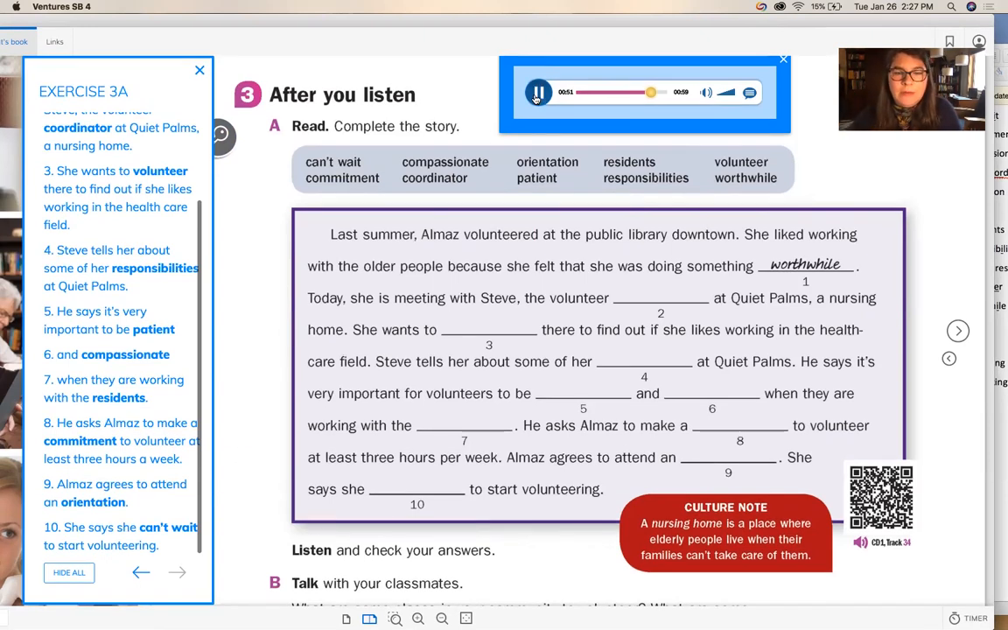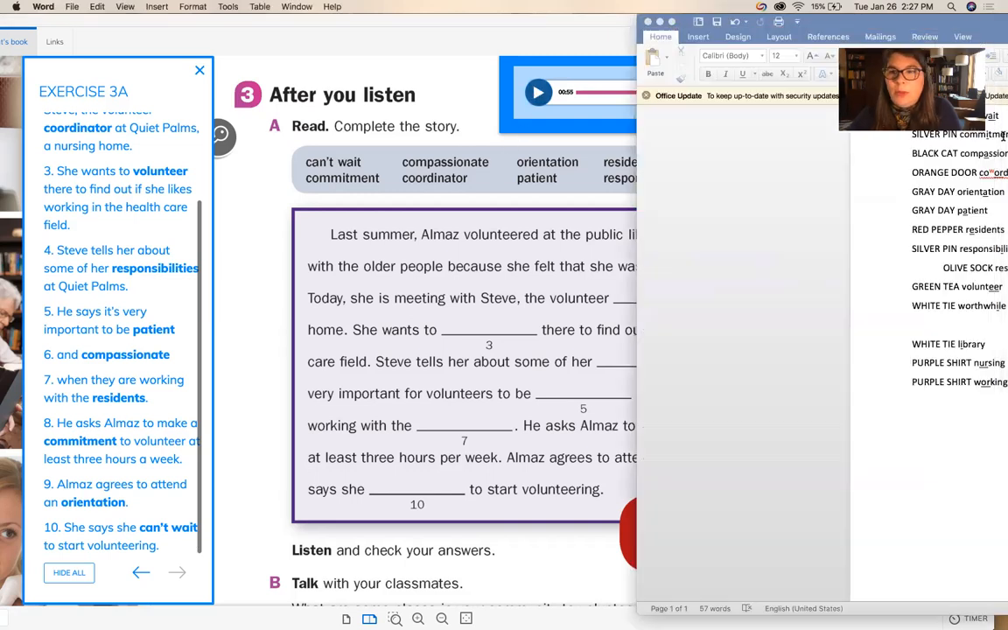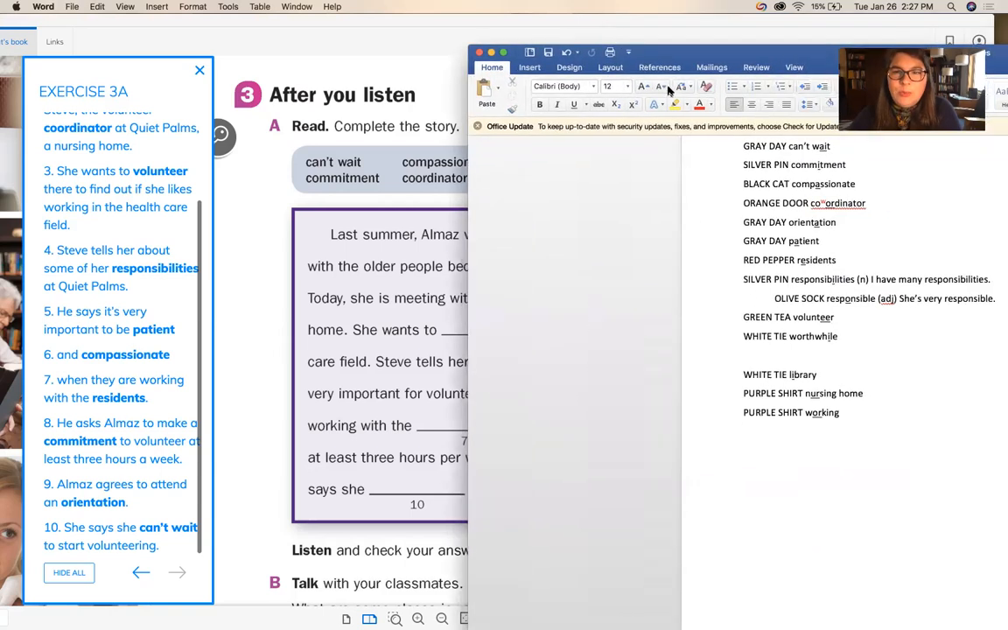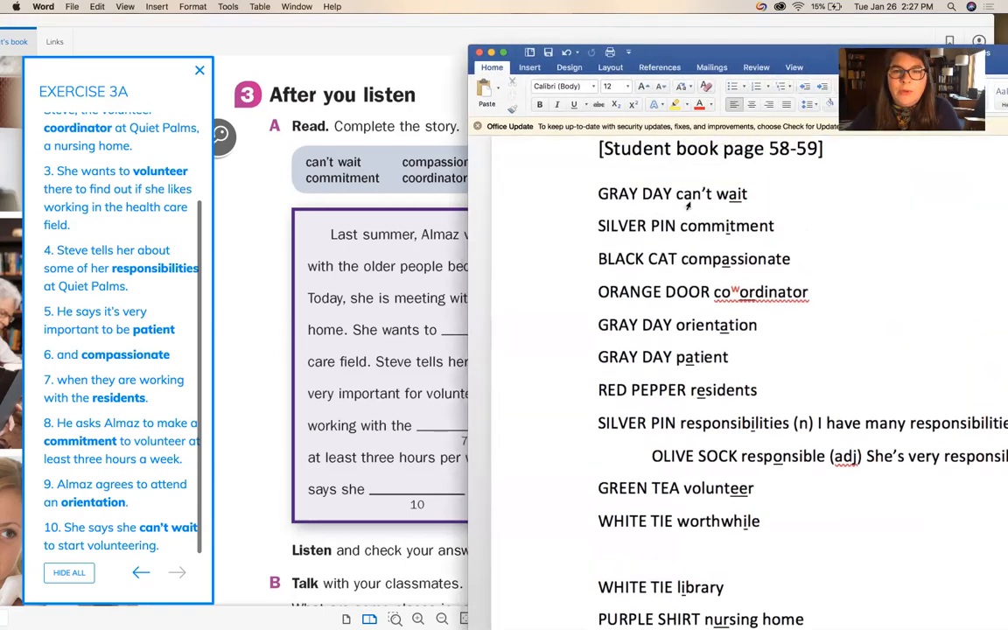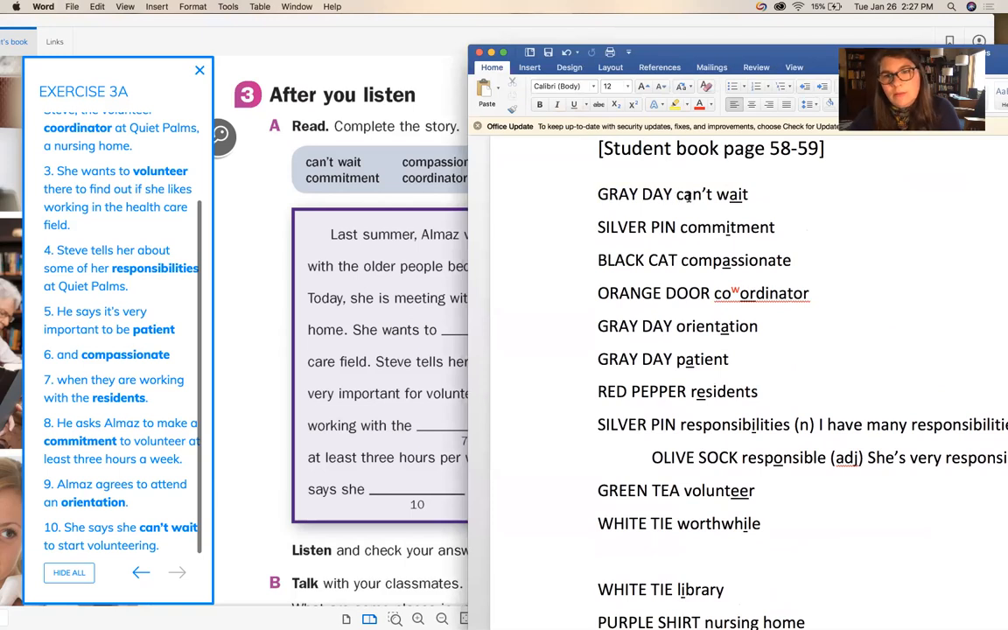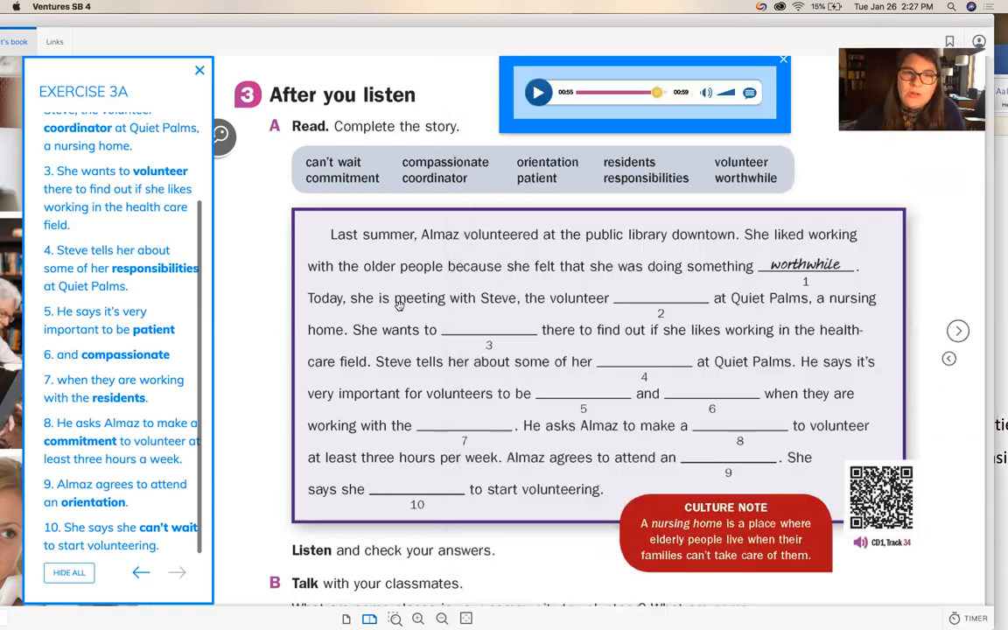And last, number 10. She says she can't wait to start volunteering. So if you notice can't wait, it's 2 words, right? But I wrote it like 1 word, meaning can't wait. There's a space there, but can't wait. Did you hear him say that? Can you see the stress or hear the stress on wait? Listen to it 1 more time. She says she can't wait to start volunteering. You hear that? Can't wait.